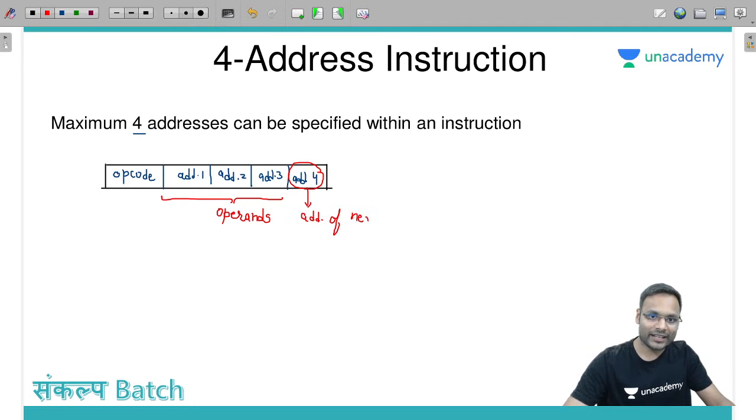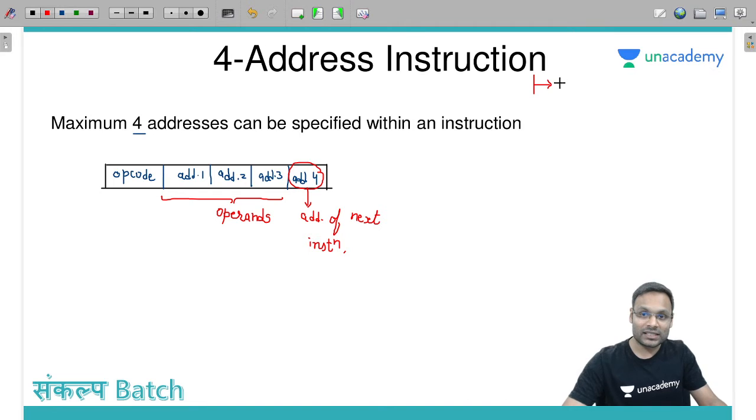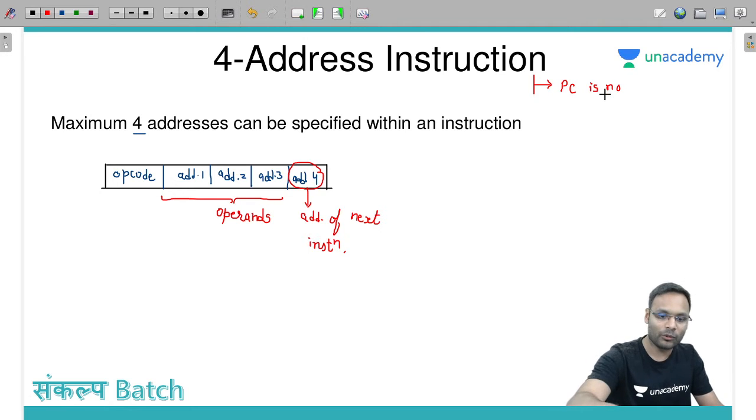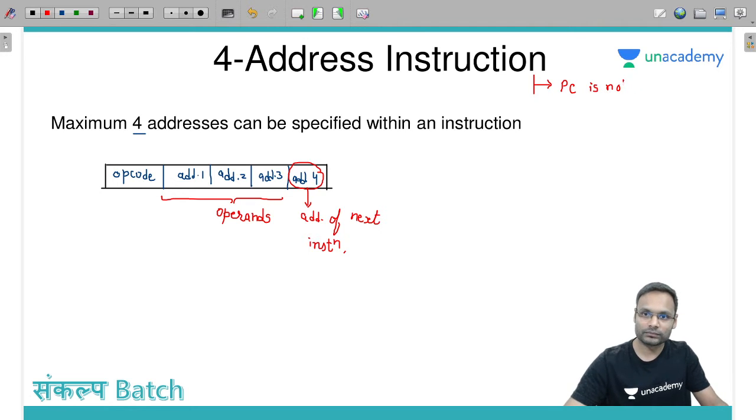Address of next instruction. You remember, the address of the next instruction we keep in the program counter, right? So if a computer is using 4 address instructions, it means that particular computer system does not have a program counter. Program counter is not used.